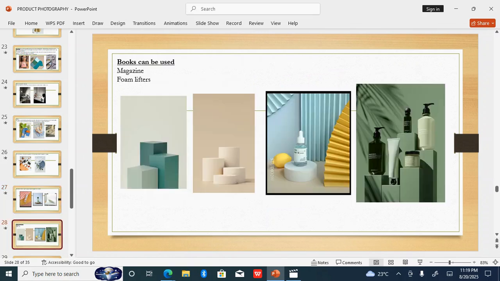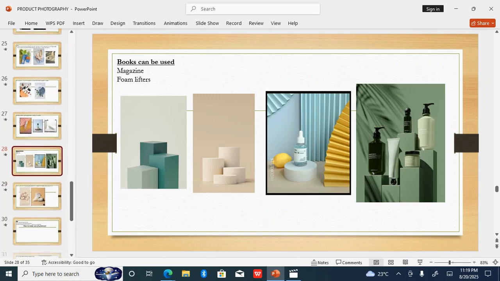So we also have foam lifter. The people that use foam lifter the most are skincare vendors, perfume vendors and also lip gloss vendors. It's just to beautify your product too. It comes in different sizes and different shapes. So you can see what foam lifter looks like.